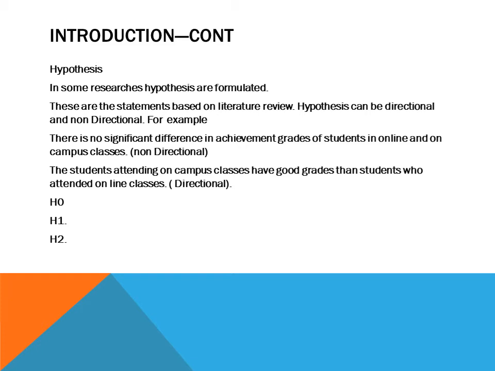Hypothesis can be directional or non-directional. For example, there is no significant difference in achievement grade of students in online and on-campus classes. This is a non-directional hypothesis. And in directional hypothesis, we have this example: students who attend on-campus classes have better grades than students who attended online classes. That is a directional hypothesis.